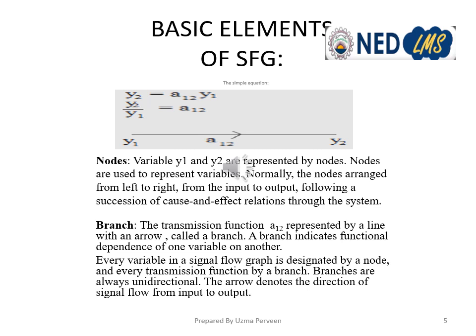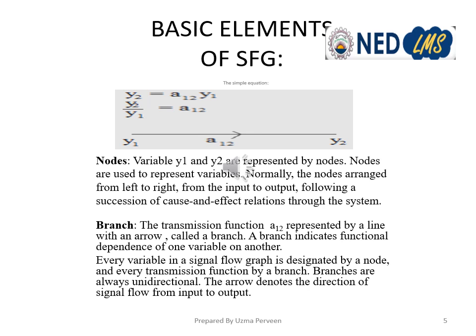Variables y1 and y2 are represented by nodes, as I have said. Normally nodes are arranged from left to right, that is from input to output, following a succession of cause and effect relationship throughout the system. So y2 is the effect, y1 is the cause. Further we'll continue the signal flow graph in the same manner. For the next, y2 will be the input, and if we have some y3 variable next, then the second branch will be from y2 to y3.